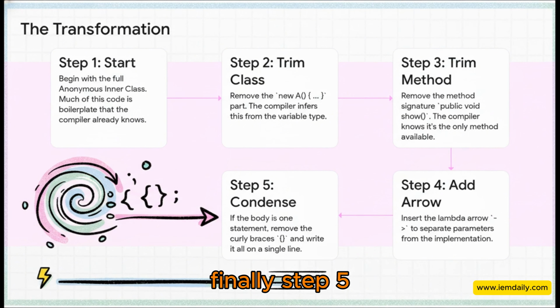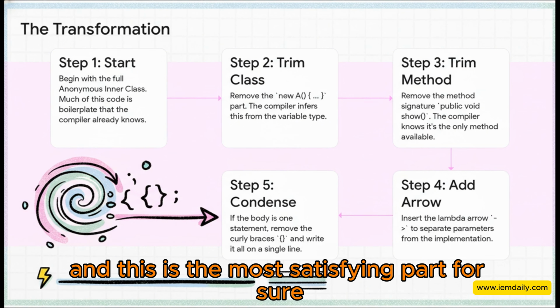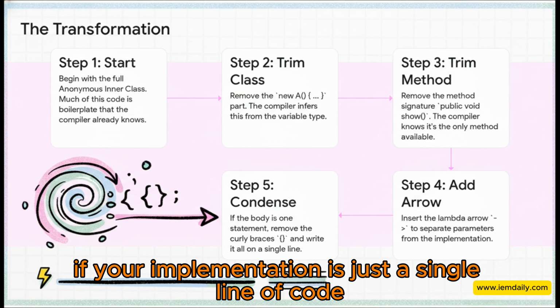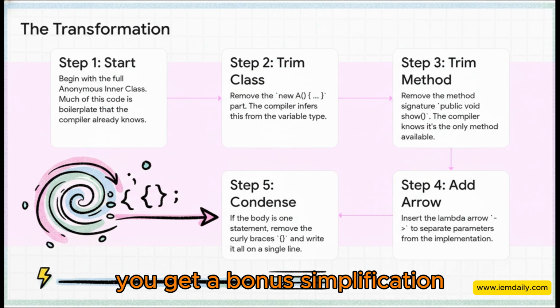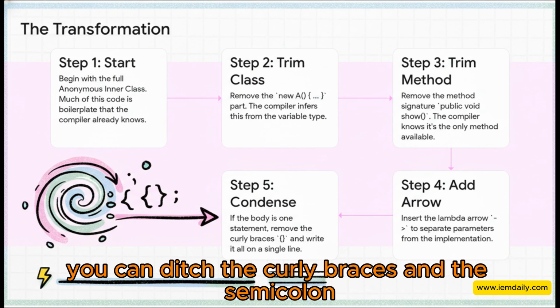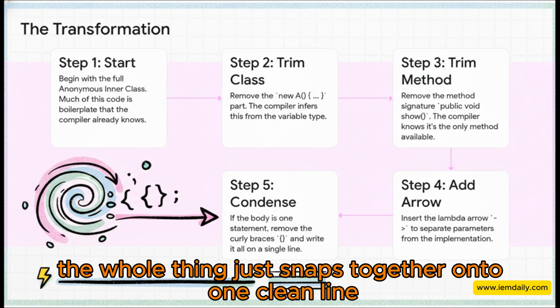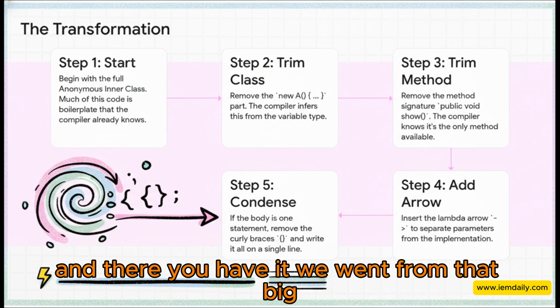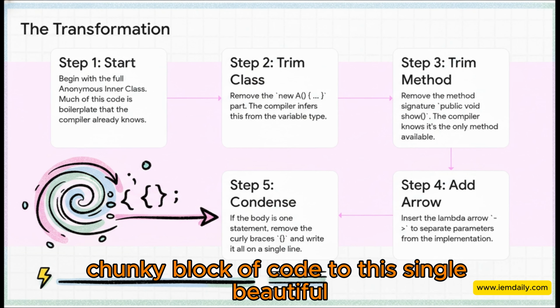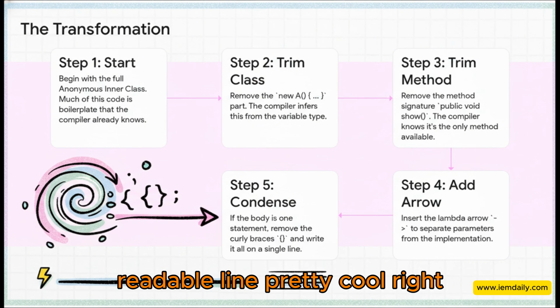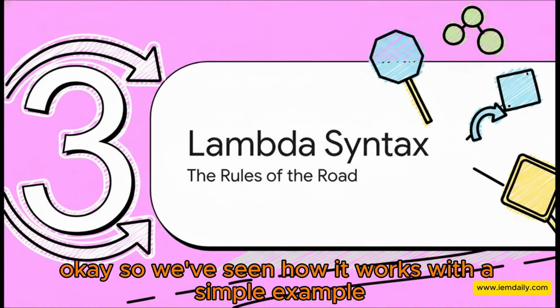Finally, step 5. And this is the most satisfying part for sure. If your implementation is just a single line of code, you get a bonus simplification. You can ditch the curly braces and the semicolon. The whole thing just snaps together onto one clean line. And there you have it. We went from that big, chunky block of code to this single, beautiful, readable line. Pretty cool, right?